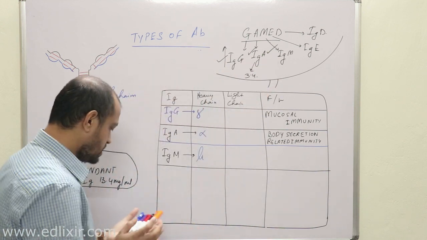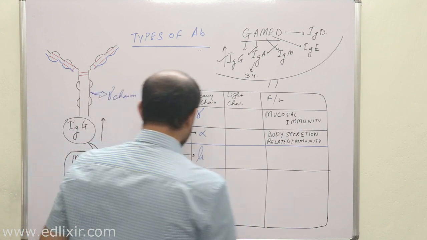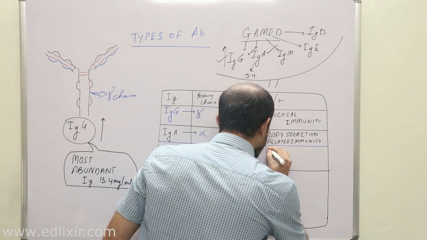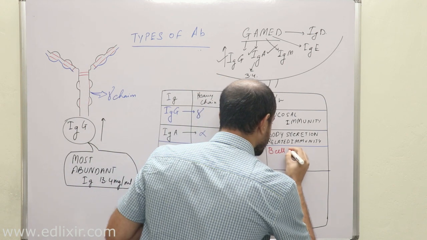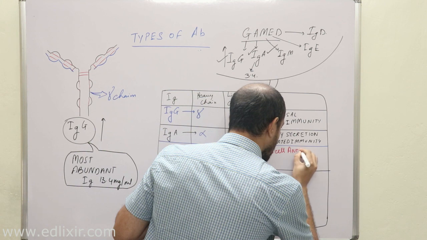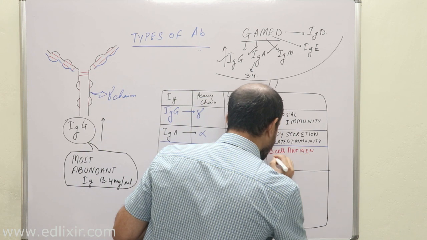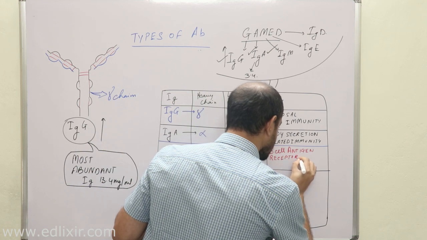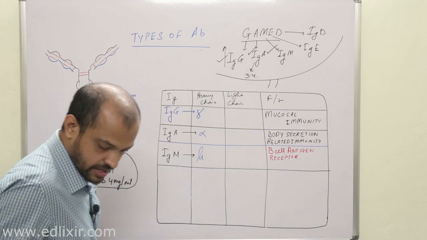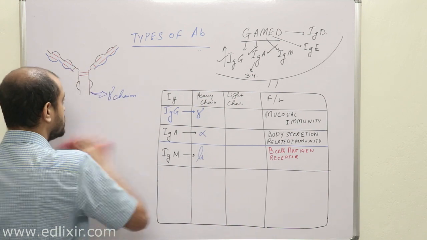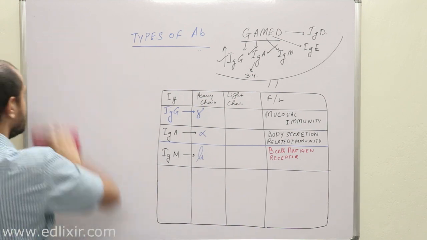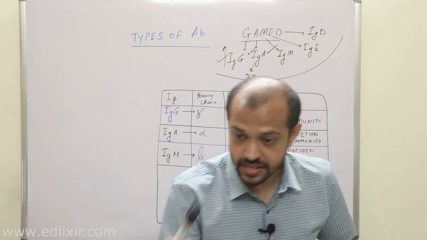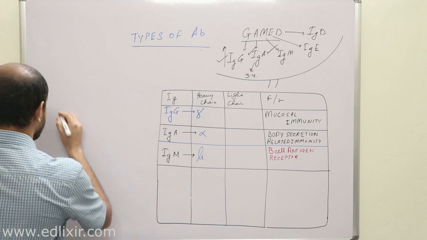Now listen with all your attention. What is the function of IgM? It's a B cell antigen receptor. Now what do you mean by this? Do you remember what I said, that there are two types of antibodies? One which is secreted by the B cell or plasma cell, and one which is present on the surface.